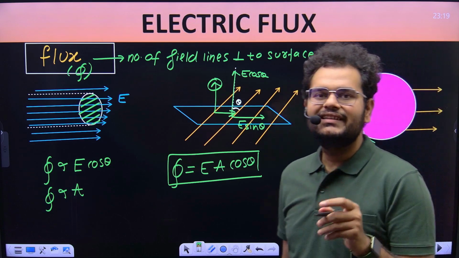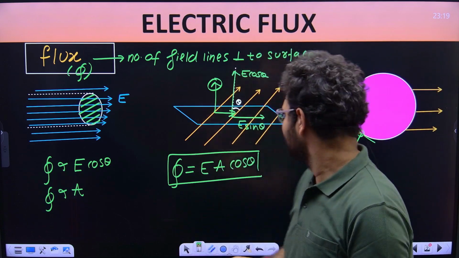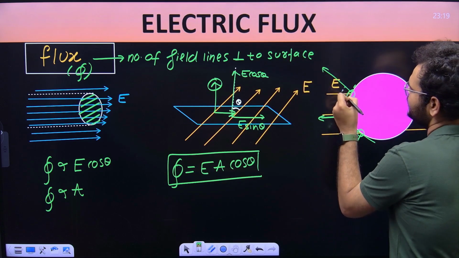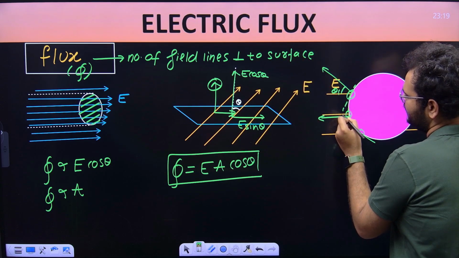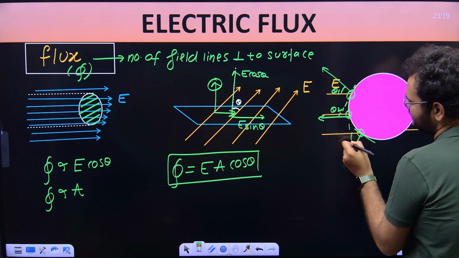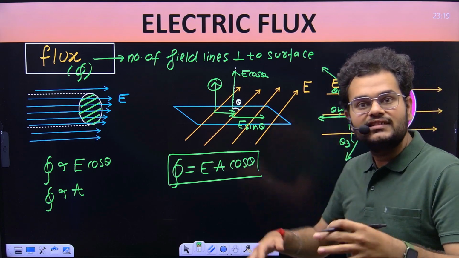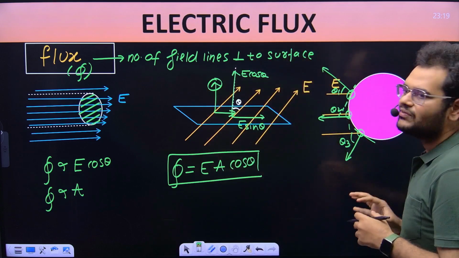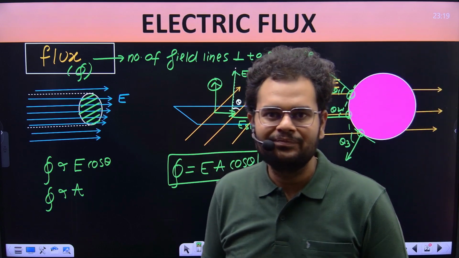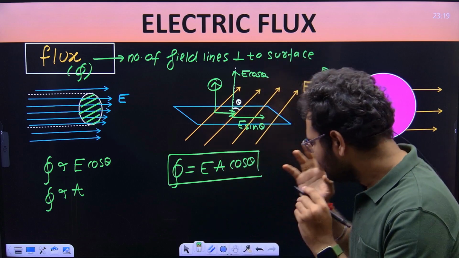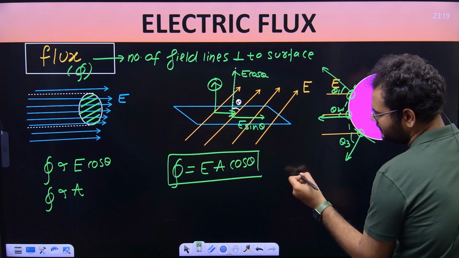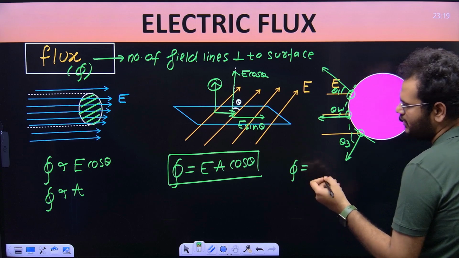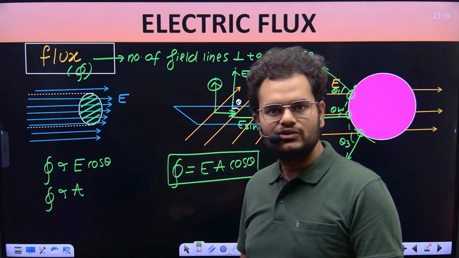Can you see that the angle between the area vector and the electric field, let us say this is theta 1, this is theta 2, this is theta 3? That means the angles are different. And if I want to calculate the flux associated with the total surface, how can I do that? It's difficult, right? So essentially we write that total flux is equal to, let us say, not only the angle, the electric field is also different.